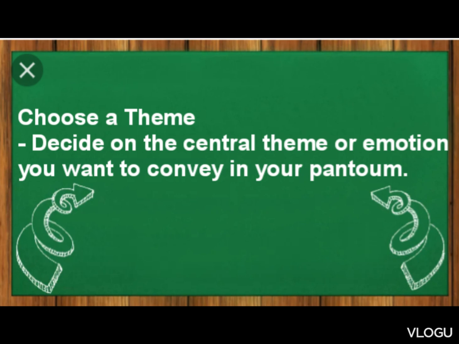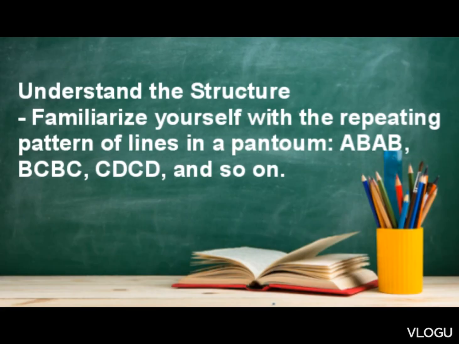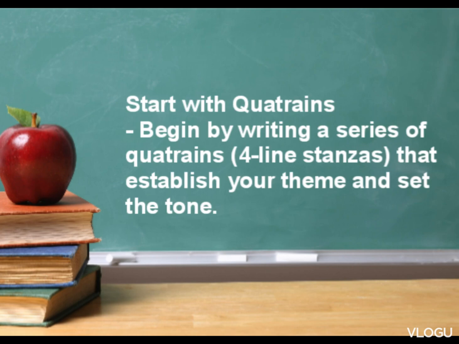Choose a theme. Decide on the central theme or emotion you want to convey in your pantoum. Understand the structure. Familiarize yourself with the repeating pattern of lines in a pantoum: A, B, A, B, B, C, B, C, C, D, C, D, and so on. Start with quatrains. Begin by writing a series of quatrains, 4-line stanzas, that establish your theme and set the tone.